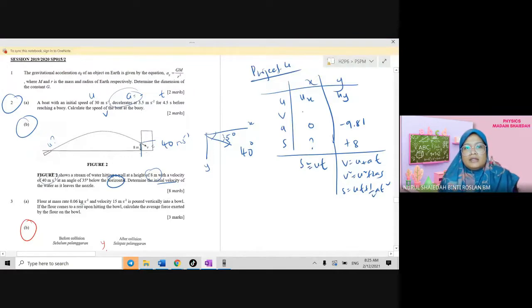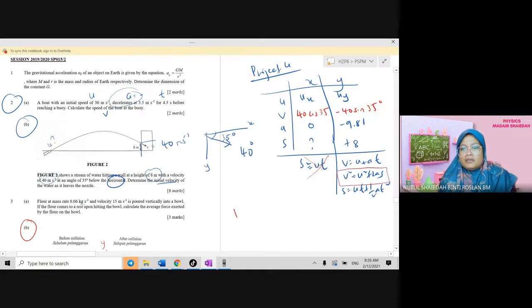Keluar ni, ini akan jadi 40 cos 35 sebab dia ke sana. Yang ini akan jadi negatif 40 sin 35. Okay, so what do I have here? S tak ada, U ada, T tak ada, so mati. Yang ini saya ada S ada 8. U tak ada, T tak ada. Okay, ni VY ada, U tak ada, A ada. Okay, boleh guna ni kot.